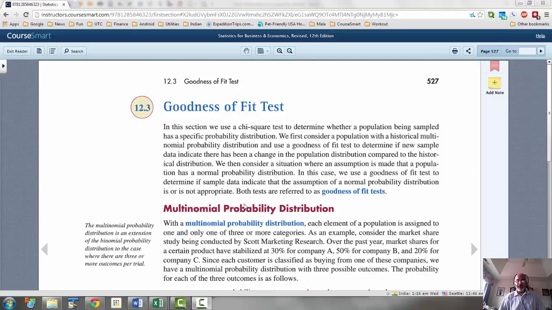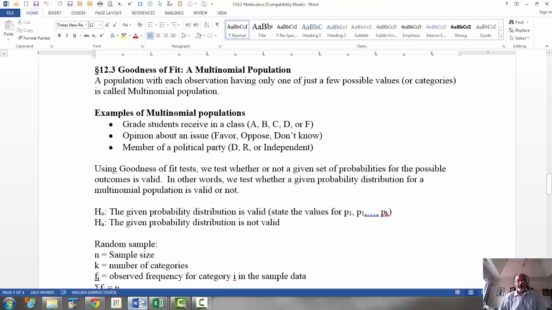Okay, one example here will be, let's look at a couple of examples, or two or three. So suppose we have a class where we have students receiving A, B, C, D, or F. Now suppose we say that there are 30% A's, 40% B's, and 20% C's, and so on, then is that true? We can then collect a sample and then see whether the observed frequencies and the expected frequencies, if the probabilities we assumed are true, and then we can do the test.